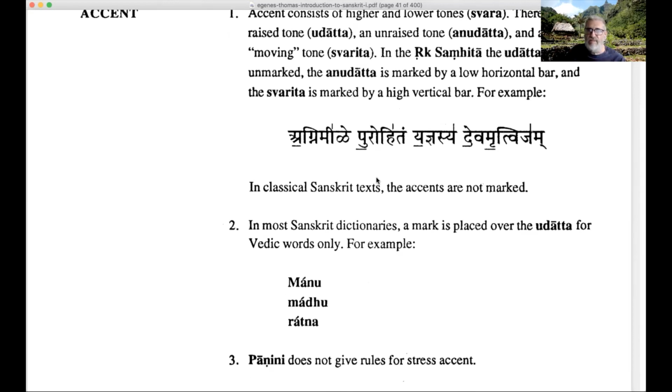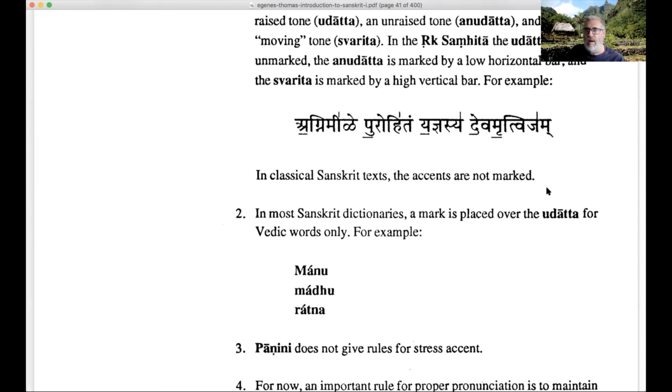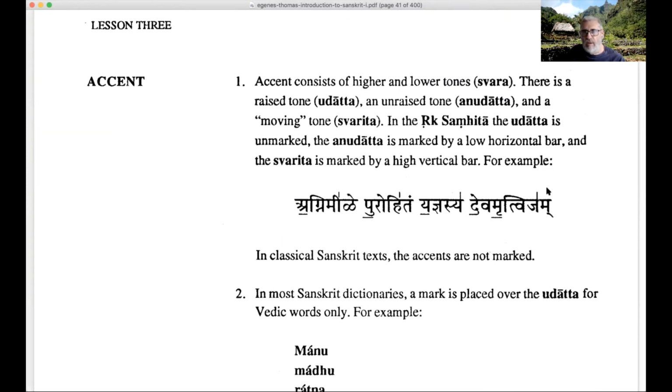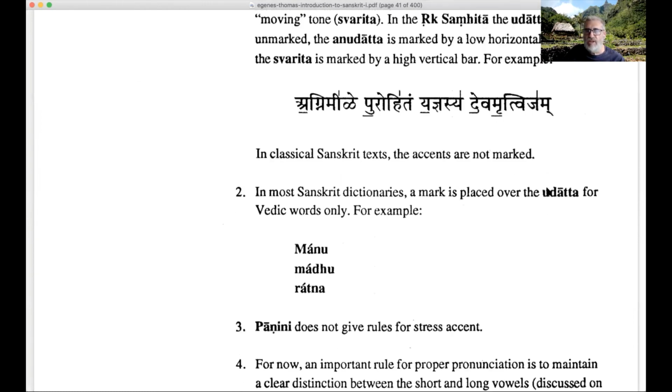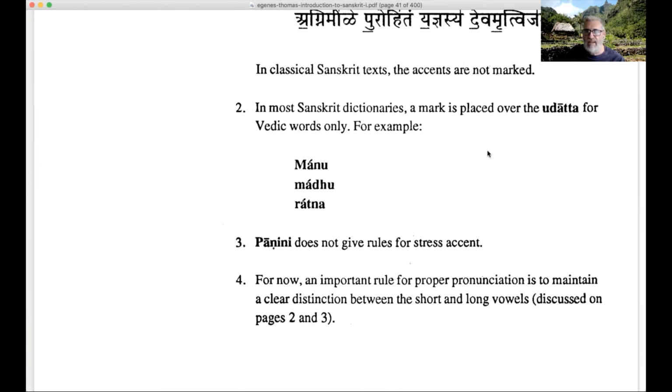Okay, so in classical Sanskrit texts, accents are not marked. This is only for Vedic Sanskrit, so we don't have to worry about that. Now, in most dictionaries, a mark is placed over the udata for Vedic words only. So if you look in a dictionary like Monier Williams, you will see this acute accent. You see down here, there's an acute accent.